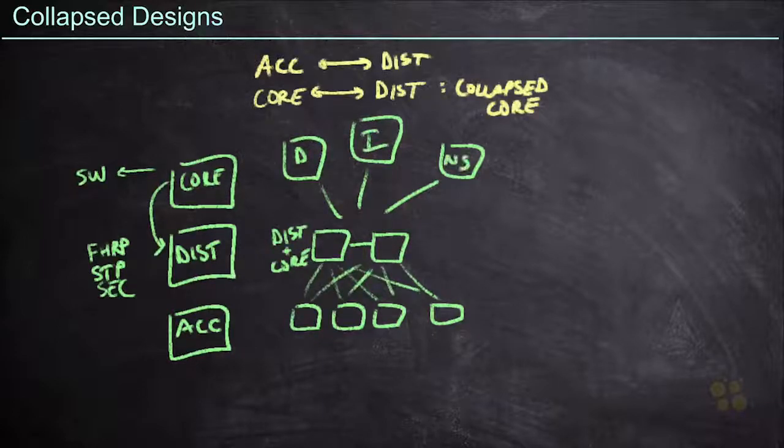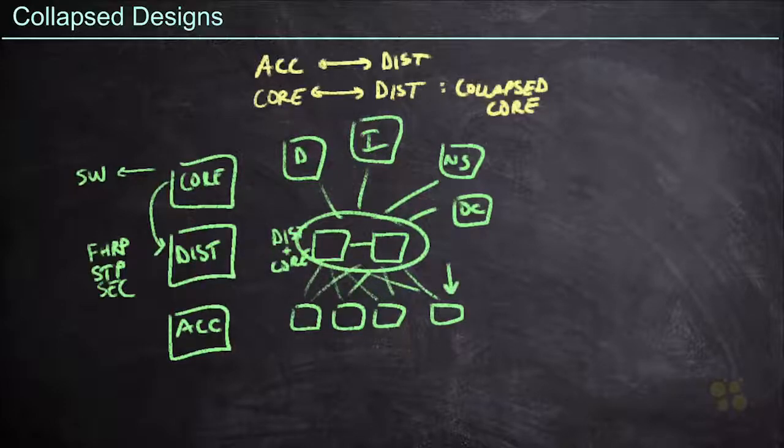It could be that network services block. It could be a data center. Regardless of what we have hanging out there, it's all going to come into these switches that are responsible for, yes, switching among all of the network blocks, but also responsible for connecting into the access layer, as well as all the protocols that we already identified.